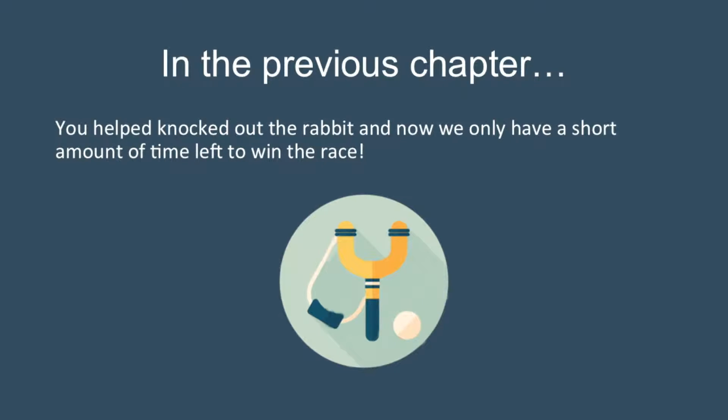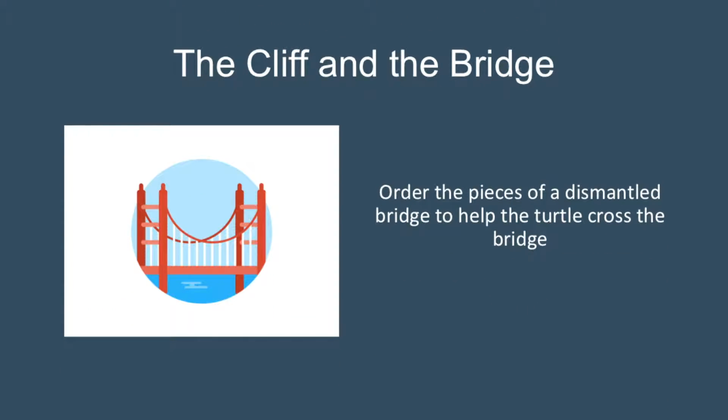Thankfully, he can finally see the finish line, but he has a little tiny problem. There is a cliff just before the finish line, but the bridge that enables crossing it is dismantled. Fortunately, the pieces of the dismantled bridge all have numbers on them.